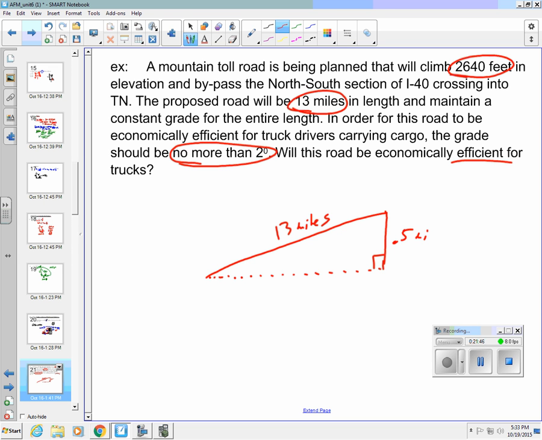We want to know what the grade should be. So right here is going to be our angle. In reference to that angle, the two sides that are involved here are the opposite side, which is the 0.5, and the hypotenuse, which is the 13 miles. So opposite and hypotenuse forms the sine ratio. So I know the sine of this angle is going to be 0.5 over 13. To find the angle itself, using inverse trig, it can be sine inverse 0.5 over 13.